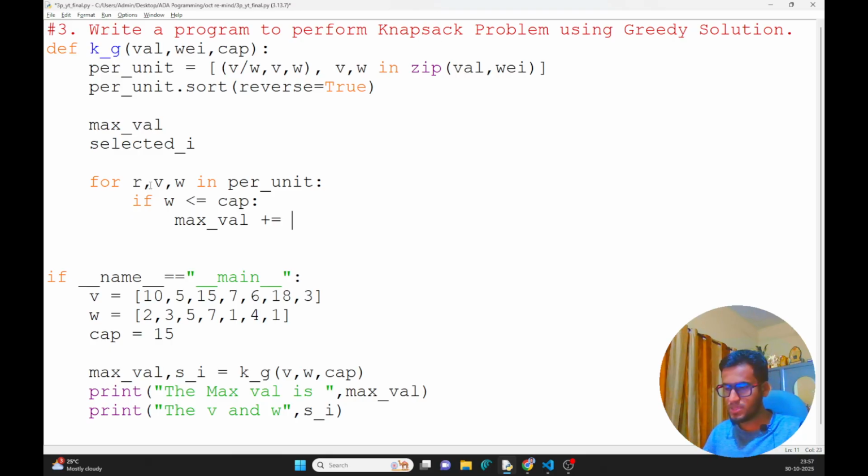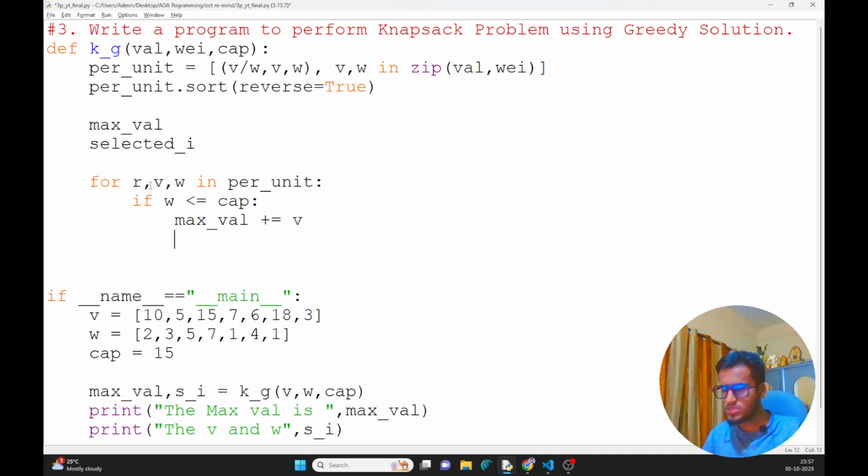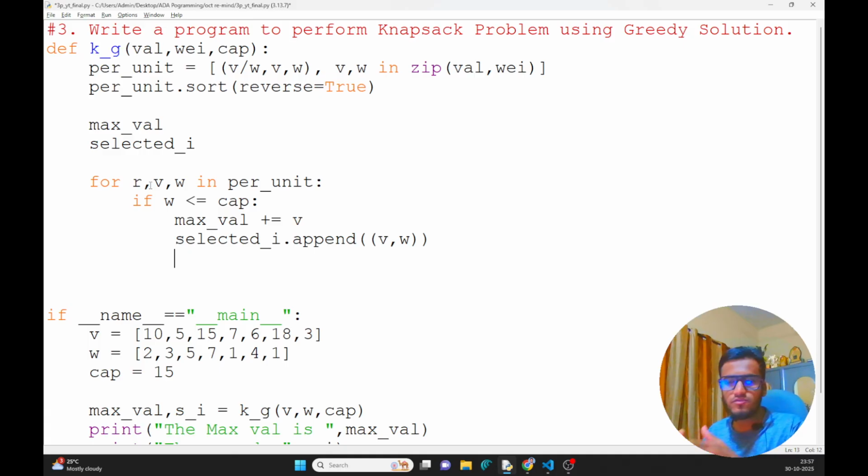Value means profit, right? P is also known as profit. We are taking it as a value, so value is v, right? Then we are selecting selected items, right? Selected items, let me just paste it because sometimes it becomes wrong. Selected items dot append. We are just pushing inside it, so we are pushing v comma w. Okay.